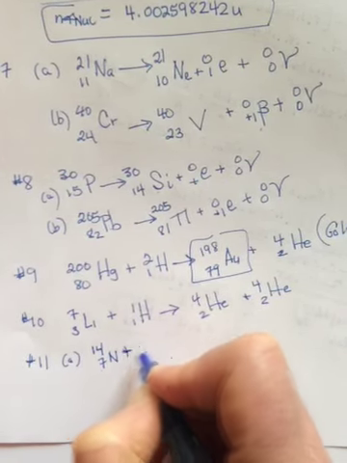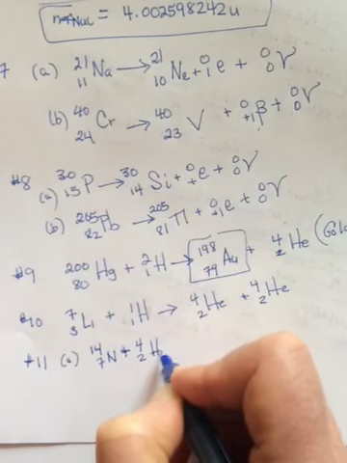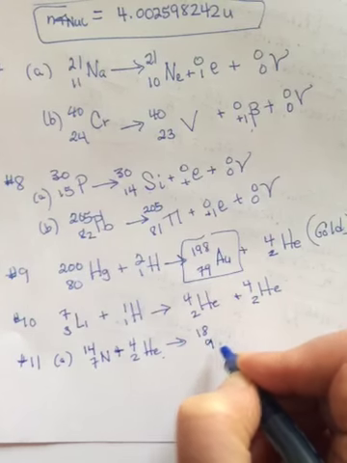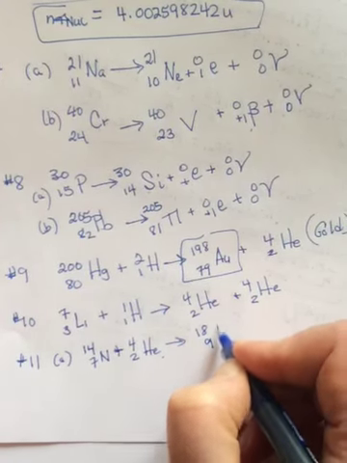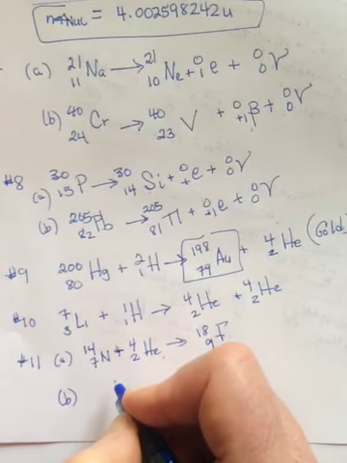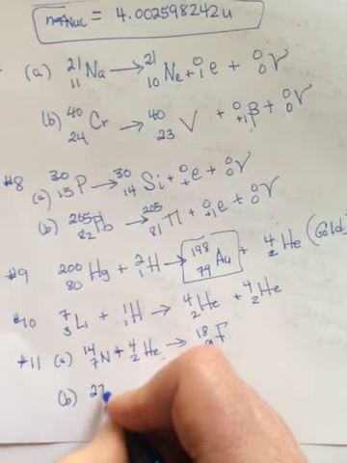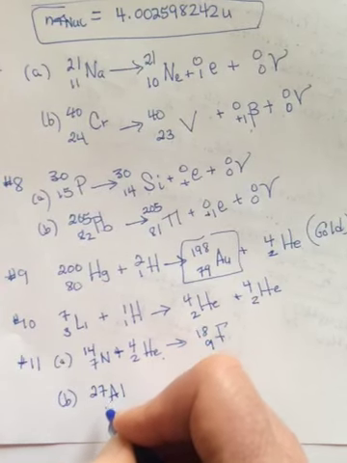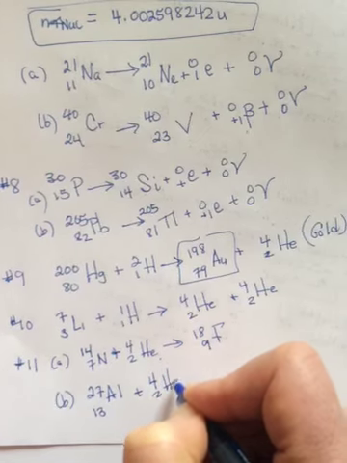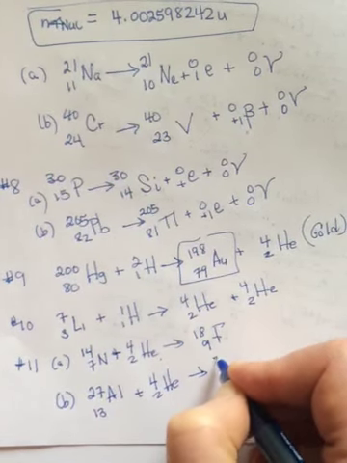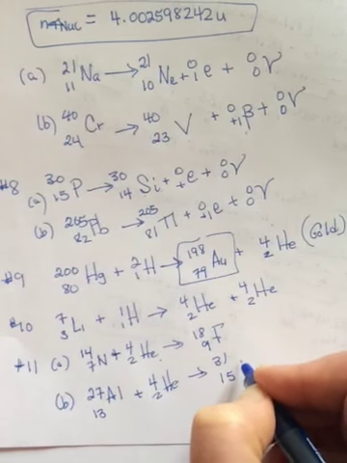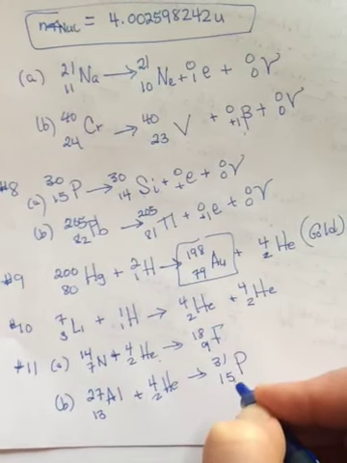Okay, and so you're bombarding it with alpha particles. So on the top you get 18, on the bottom you get 9. You look up 9 on the periodic table and find out that it's fluorine. The second one is aluminum, 27 Al, and aluminum is 13. Again, you're shooting alpha particles at it. Takes them in, top becomes 31, the bottom becomes 15. Look up 15 in the periodic table, it's phosphorus.